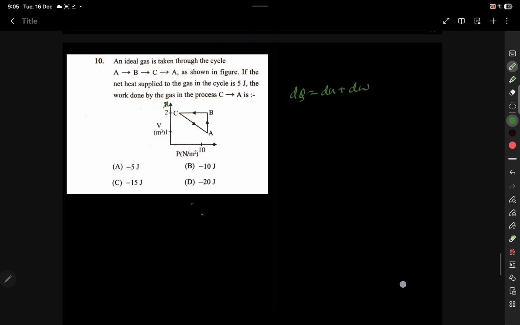In this question, there is an ideal gas going through the cycle ABCA. The net heat supplied to the gas in the whole cycle is 5 joule. Then you need to find the work done. So for a full cycle, dU is 0, dQ is supplied to the gas, so it should be positive. dW for the cycle is Wab plus Wbc plus Wca. Wbc should be 0 because that's a constant volume process.